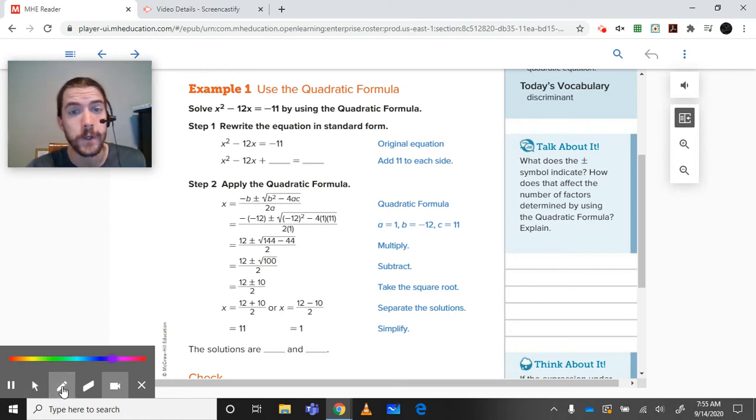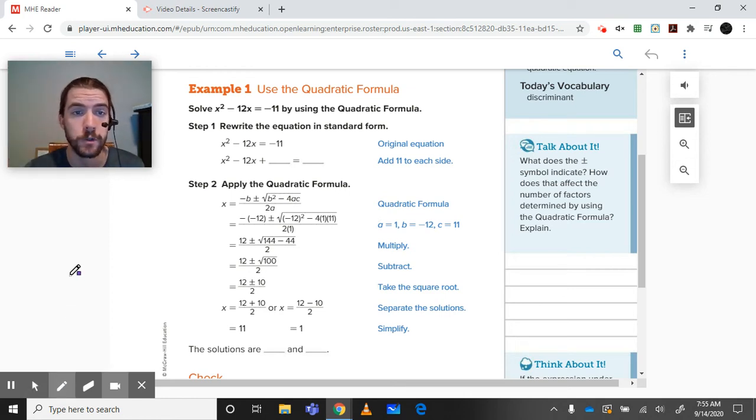All right, so taking a look at example number 1 here, titled Using the Quadratic Formula, we're going to solve x squared minus 12x equals negative 11 by using that quadratic formula. So we're going to rewrite our equation in standard form. We're going to do that by adding 11 to both sides.